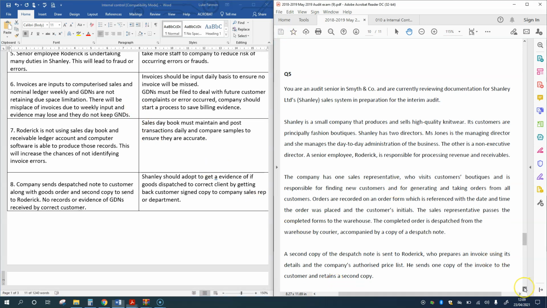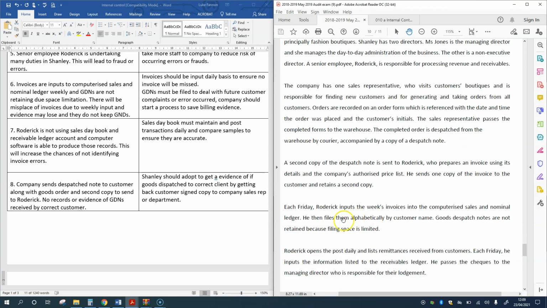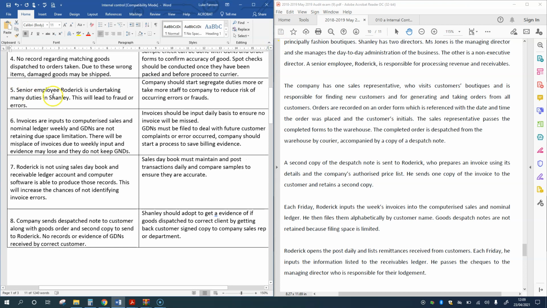And then Roderick does lots of stuff here. He inputs the invoices, files them alphabetically, and then goods dispatch notes are not retained. So there's lots of problems here. One of them, which is identified here, is that Roderick has undertaken many duties which will lead to fraud or error. And that's good. Segregation of duties is mentioned. That's important. And I'll just improve it slightly, but the core of it is there in that answer.